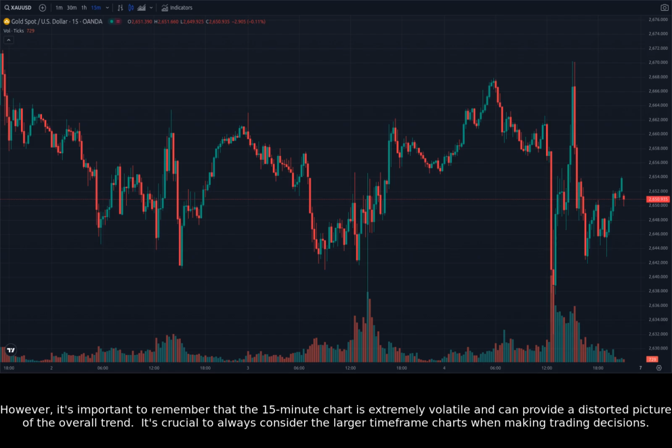However, it's important to remember that the 15-minute chart is extremely volatile and can provide a distorted picture of the overall trend. It's crucial to always consider the larger timeframe charts when making trading decisions. To summarize, the XAUUSD gold market is currently in a state of flux, influenced by a variety of factors, including geopolitical tensions, economic data, and interest rate expectations. The price has been consolidating in the short term, but there's potential for a breakout in either direction.